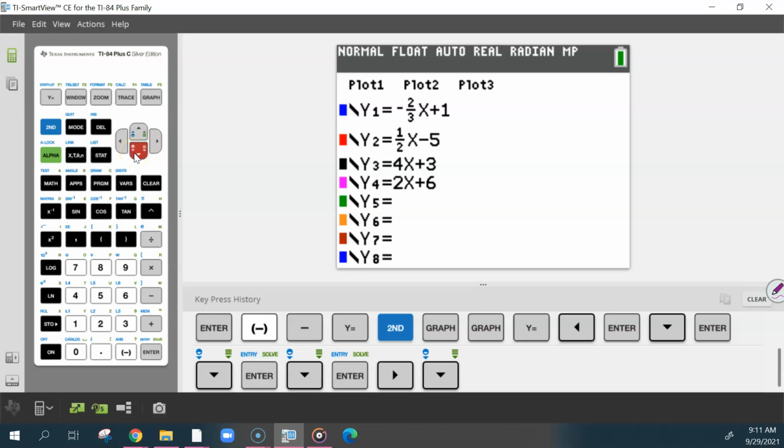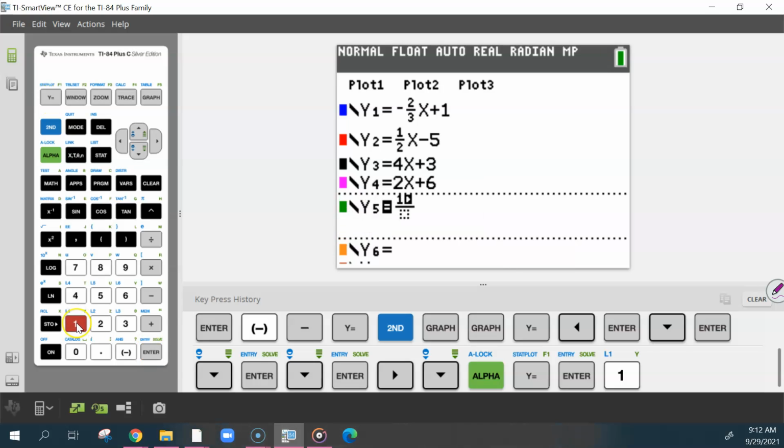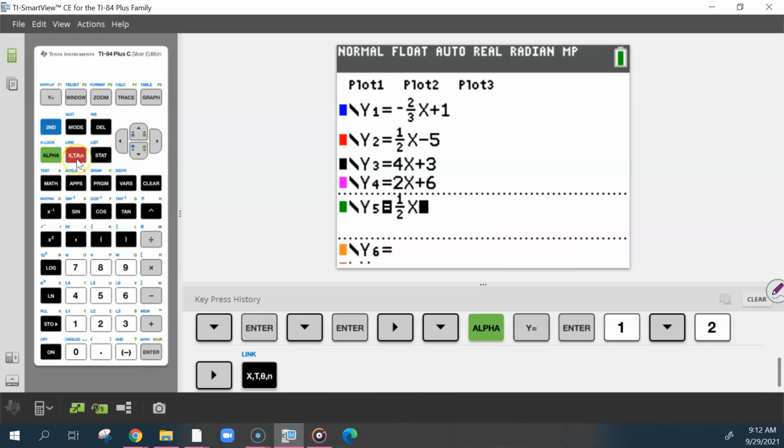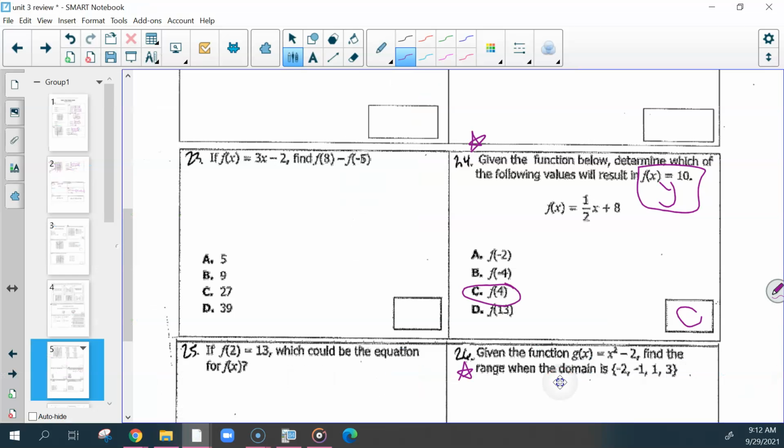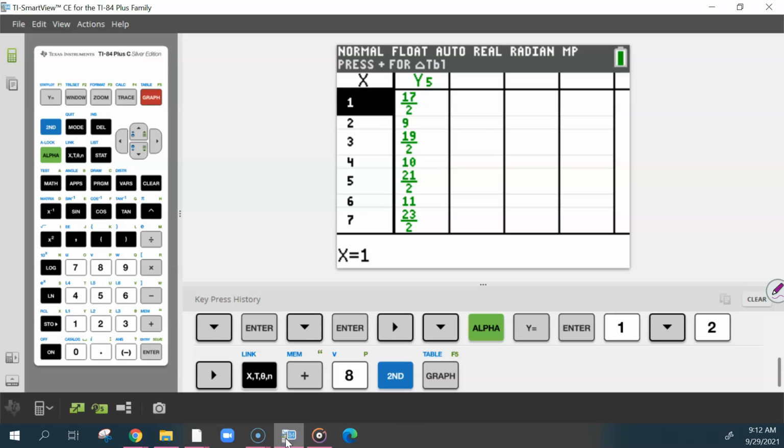What was that function? 1/2 x plus h. If I go into my table, the values that we were given were -2. Well, let me do this. If it wasn't multiple choice, that's what I'm looking for. If my y value is 10, here I see my y value is 10, my x is 4, and that would be my answer.